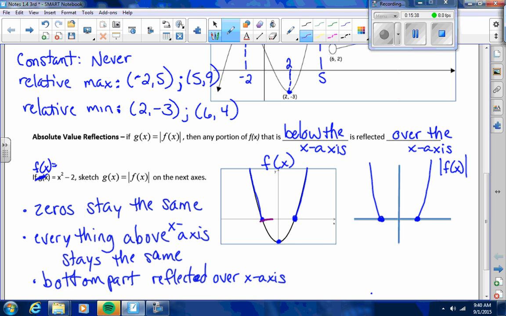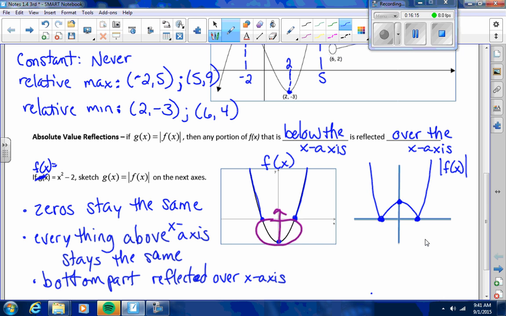But instead, it's this portion, anything below the x-axis, that is going to get flipped up. So instead of that point being down at (0, -2), it's going to be up at (0, +2). And so it'll look kind of like that. That is how you will do an absolute value graph.